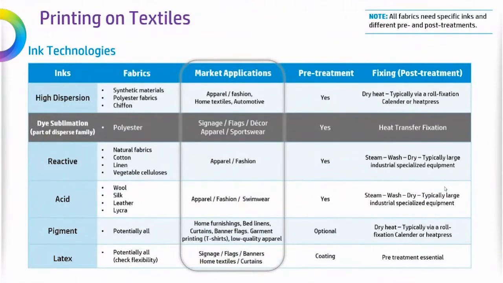But if you want to take a broader look at this screen, you can see the different types of dyes, your high dispersion, your sublimation, which is also a type of dispersed dye, which is normally going to be your low energy. Your high dispersion is a high energy. Reactive, acid, pigment and latex are all other types of fabric applications.